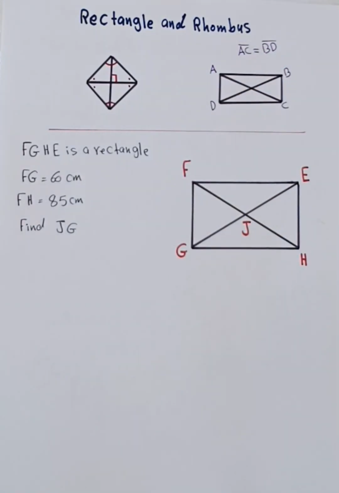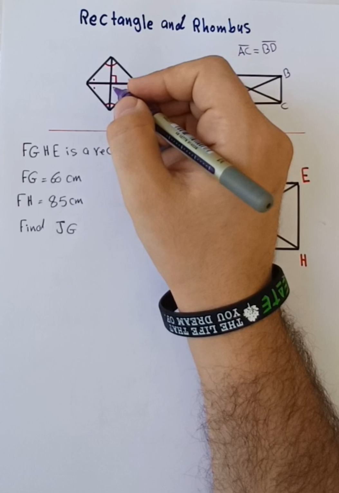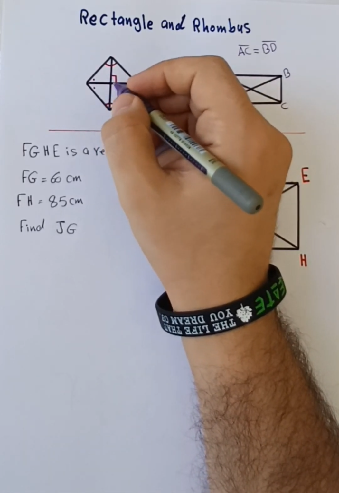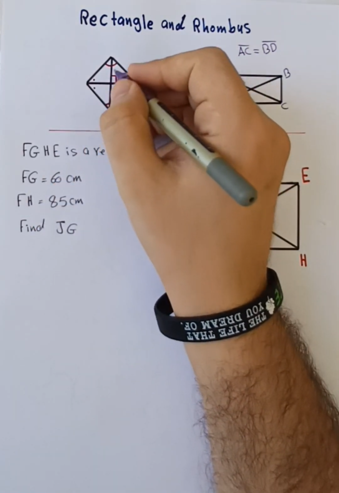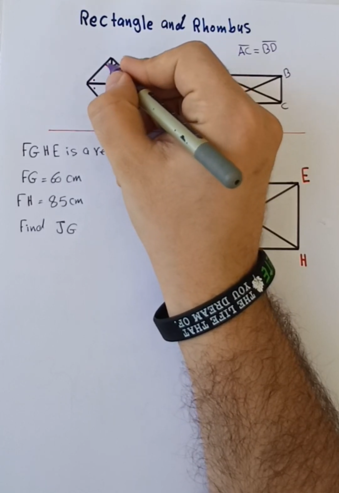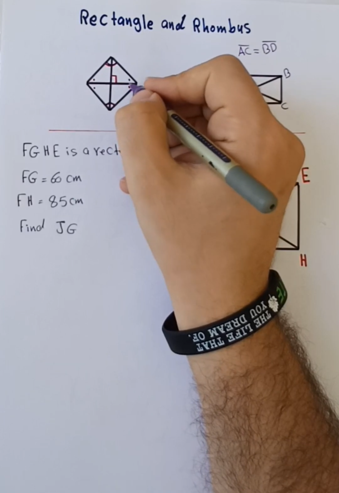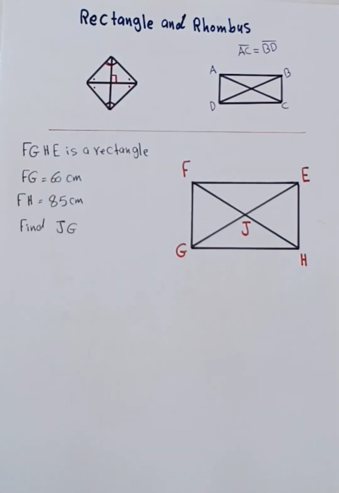After that, for a rhombus, in a rhombus, diagonals are perpendicular. These two diagonals are perpendicular. It means these two diagonals cross each other and create four right angles here. And then in a rhombus, diagonals bisect the opposite angles. It means these diagonals bisect these angles into two equal parts. So these two angles are always congruent. These two angles are congruent.